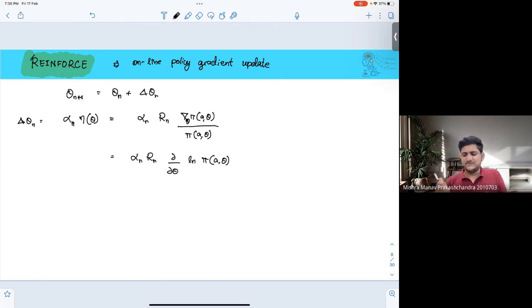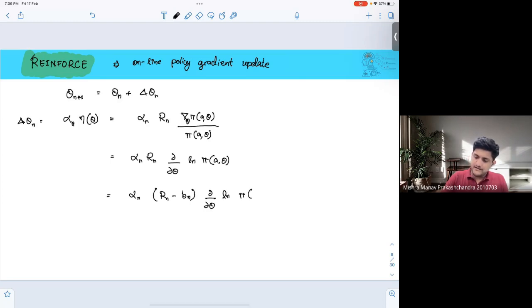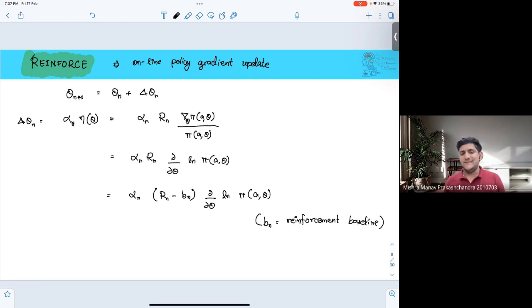Now I do a small change over here. I write it as it is, but then I subtract some quantity bn. All I'm doing is subtracting from my reward some quantity b of n, which I call my reinforcement baseline. My reinforcement baseline is independent of theta, so that's why it comes outside of the derivative. As soon as I differentiate it, it becomes zero, because it has no dependence; it's a constant scalar quantity.